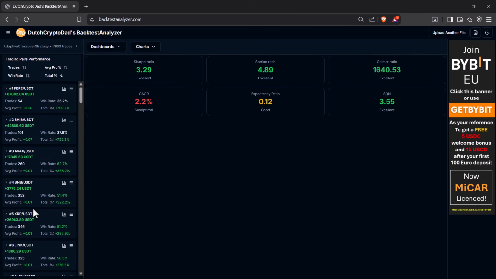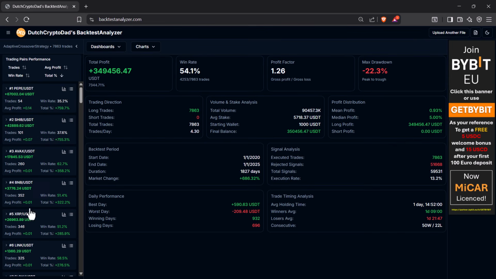We're looking at a Sharpe ratio of 3.29, which is exceptional. A Sortino of 4.89 shows this strategy is excellent at managing downside risk. And the Calmar ratio of 1640. Here I get a little bit wary about the number, but let's not spoil the fun and continue, because this strategy seems to generate fantastic returns relative to its maximum drawdown.